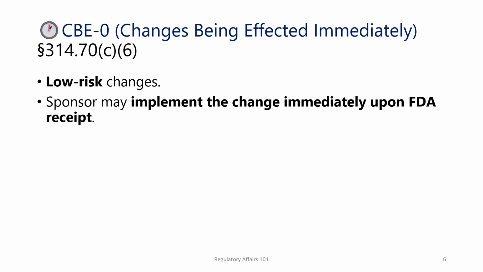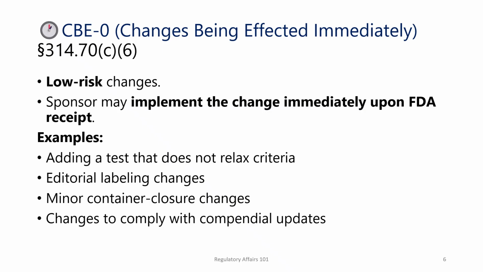CBE 0 is for low-risk changes. Sponsor may implement the change immediately upon FDA receipt. Examples include adding a test that does not relax criteria, editorial labeling changes, minor container closure changes, changes to comply with compendial updates.